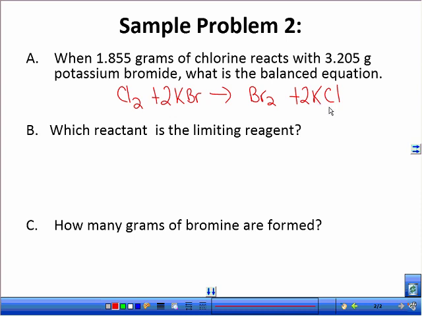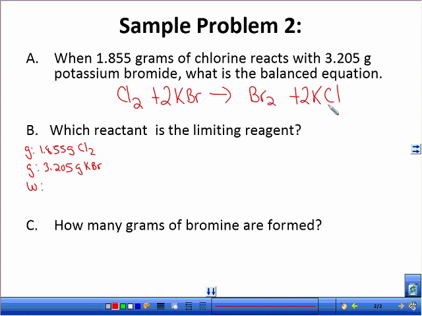Single displacement. Alright, we're going to identify our givens. We got 2 of them, 1.855 grams of chlorine. Our other given is 3.205 grams of potassium bromide. And our wanted here, notice, a while ago we only had one product. We actually have 2 products here, so you got a choice. You can go to bromine or you can go to potassium chloride.